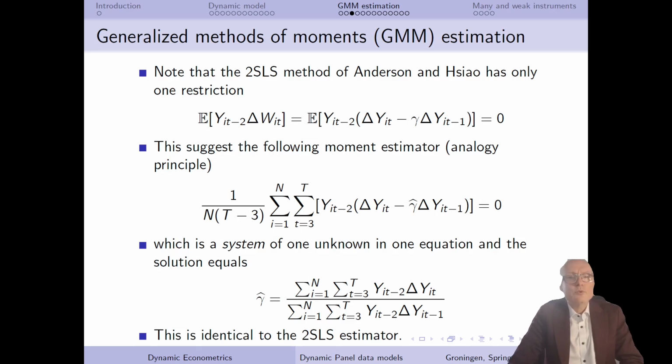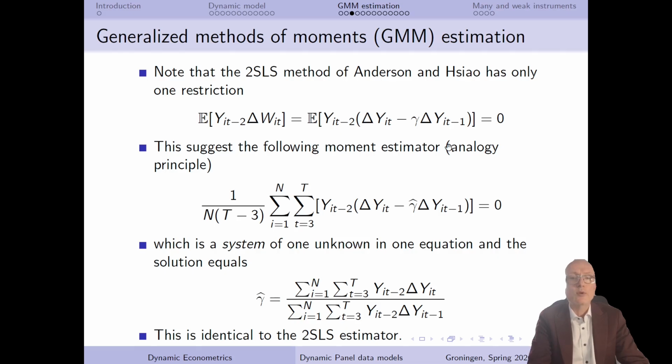Now note that the 2-stage least squares method of Anderson and Hsiao has only one restriction. Well, we should realize, of course, that we have in that particular situation only one particular instrument, and that is y_i,t-2. And that implies that the only restriction that we're going to have is that the mean of y_i,t-2 multiplied with delta w_it must be equal to 0. So that implies that since delta w_it can also be written as delta y_it minus gamma delta y_i,t-1, we can actually also have this restriction that we have over here. And that implies the following moment estimator.